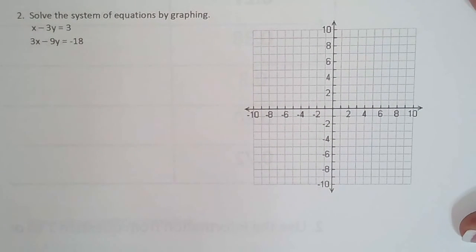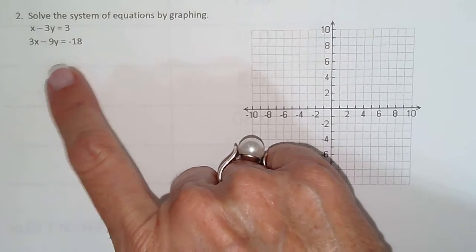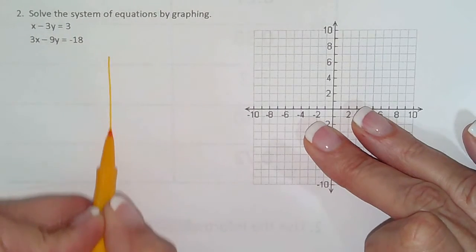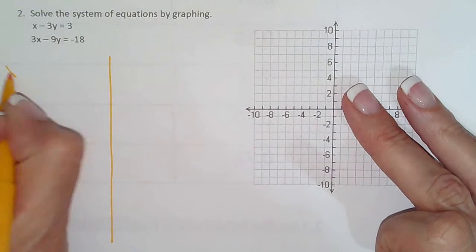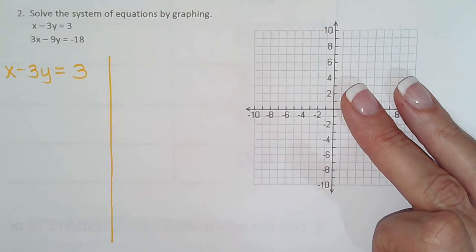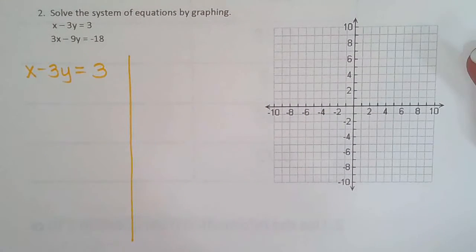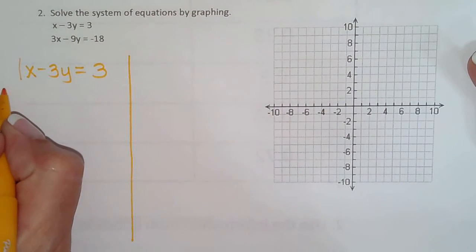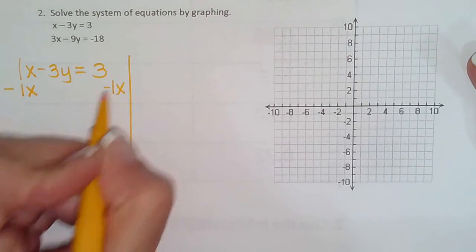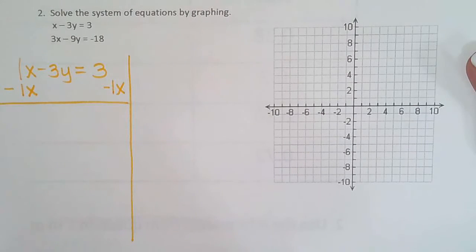Okay, here's another system. Notice it's two or more equations. This one is two. So let's do our two scenarios again. The first one, x minus 3y equals 3. We need to get y alone, and remember this is 1x, so I need to do the opposite: subtract 1x from both sides. We look at only the sign that's in front of it to do the opposite.